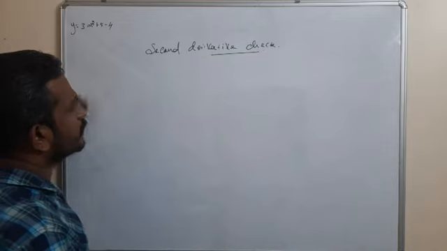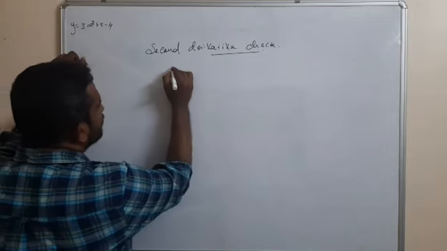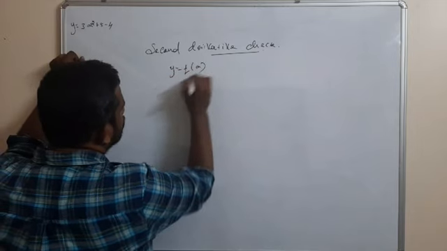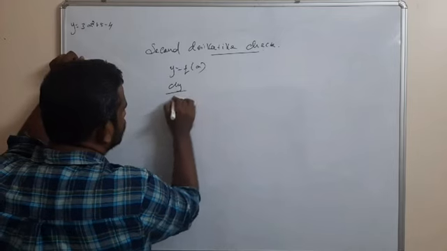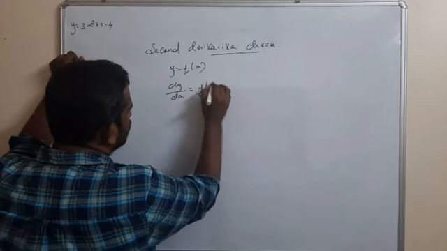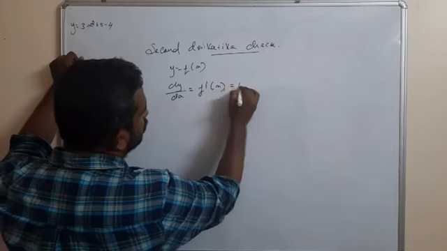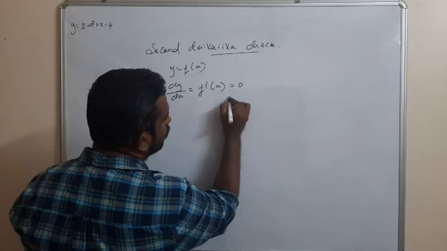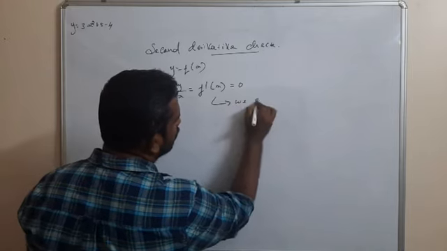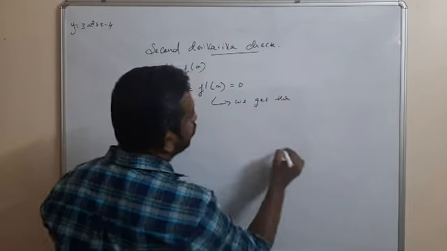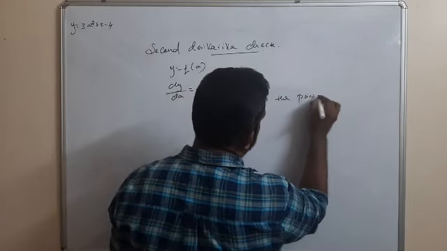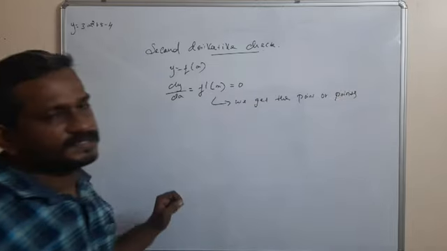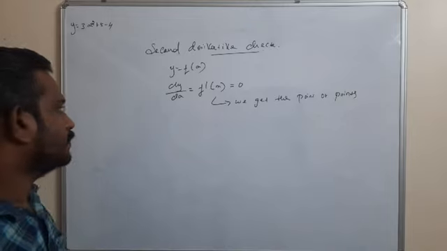Second derivative check. So y is equal to f of x, dy by dx equal to f dash of x equal to 0. We get the point or points at which the function is maximum or minimum.